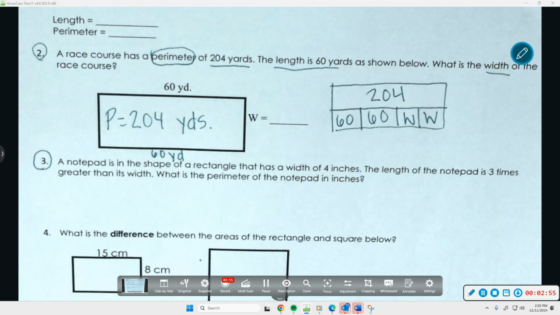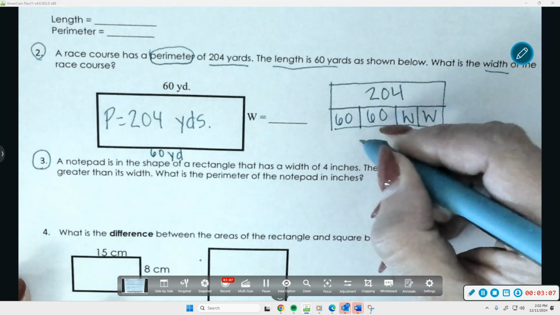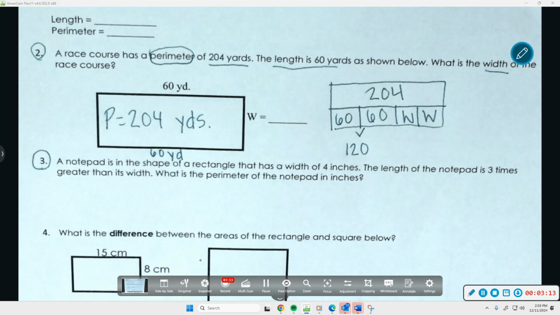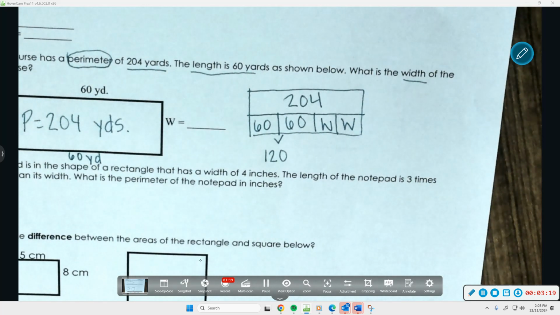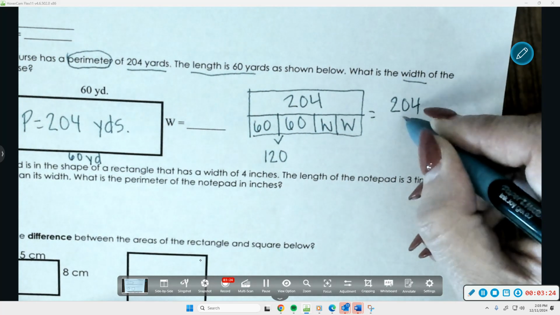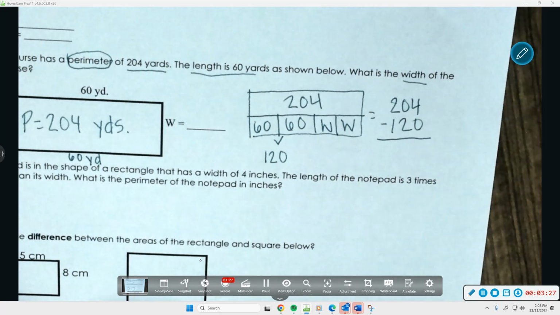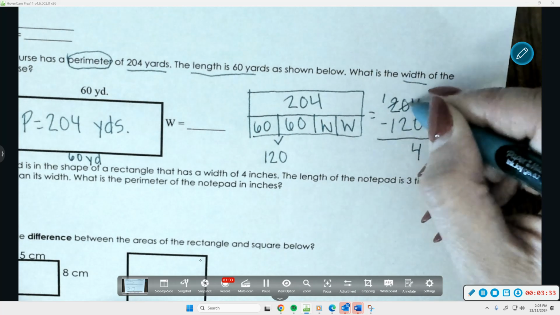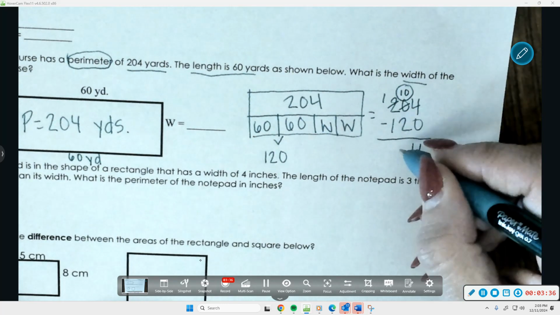Okay. So now I know what I have, but I got to figure out what I'm missing. What's the first thing I should do in this problem? Add what? 60 plus 60. Chase, what's 60 plus 60? Perfect. So I know that I have 120. Now what am I going to do to figure out what's left? Allie? You're going to subtract 120 from 204. So like this? All right, I don't have to regroup in my ones place, but I do have to regroup in my tens place, and 10 minus 2 is what?